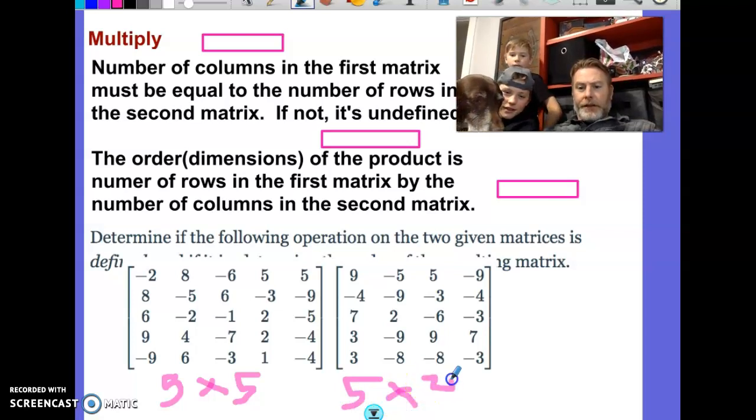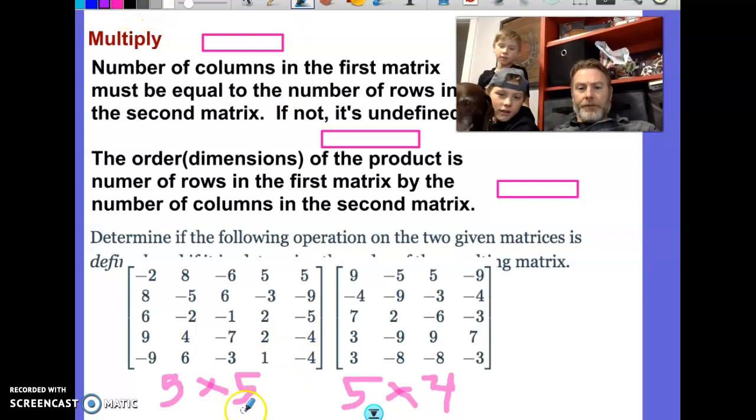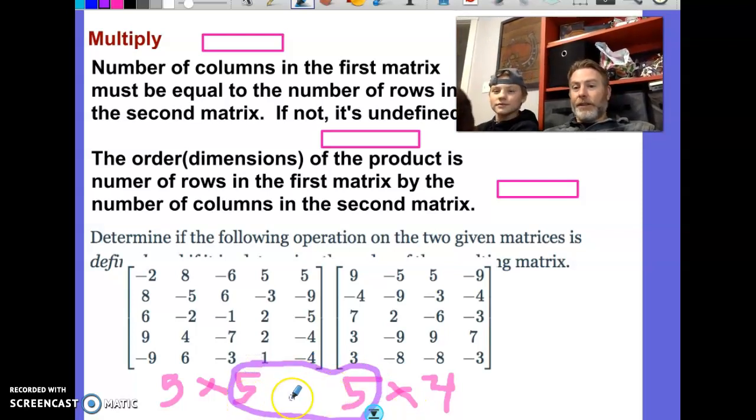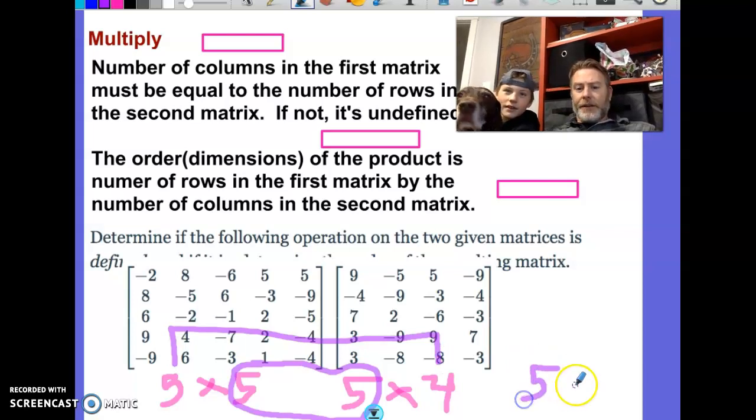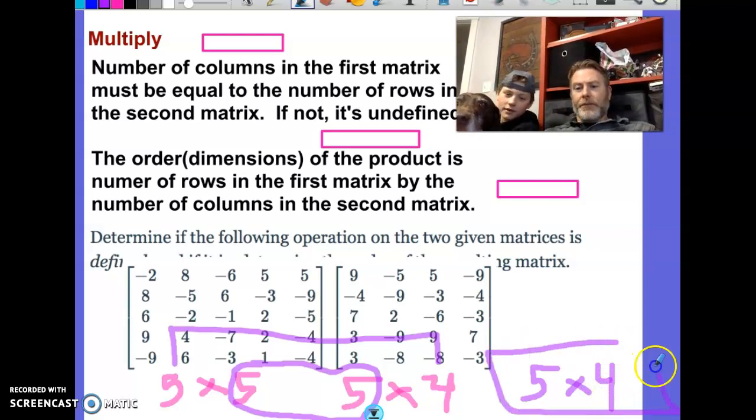Is it defined? Here's how we check this. Remember, it says the number of columns in the first matrix, that's the second number. So the number of columns in the first matrix has to be equal to the number of rows in the second. So it is defined. If those are the same, it's defined. So when that happens, our resulting matrix is in this order, it's going to be a 5 by 4. Got it? So multiplication is a little bit different.